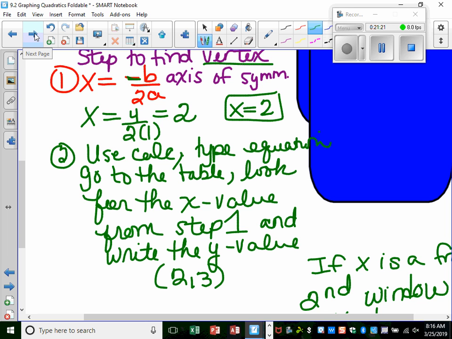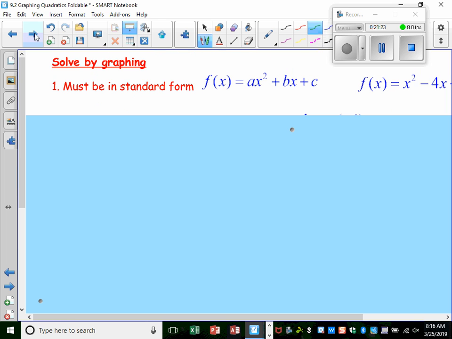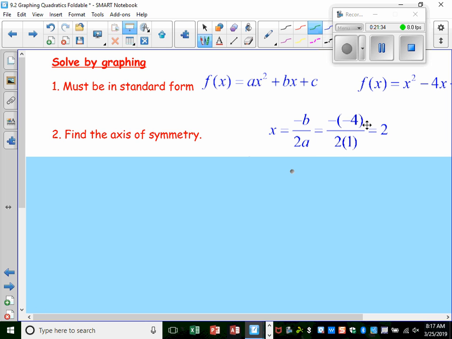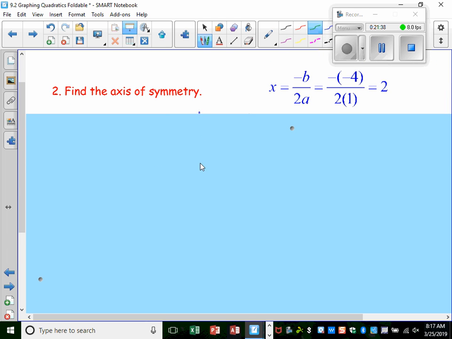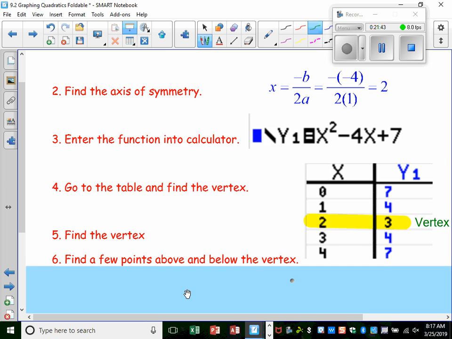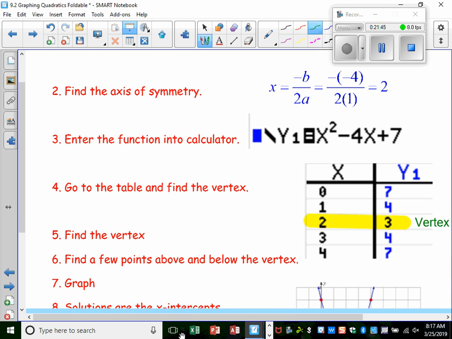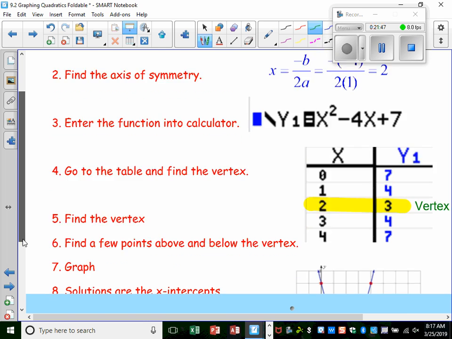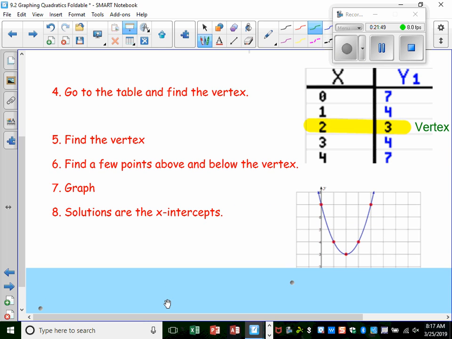All right, let's do the next one. Well, this is just the process you would take. Solve by graphing. You must have it in this form first. That's what we just did, and then we found the axis of symmetry. That was the step that we just did. I kind of shortened these for you. We put it into the calculator, we went to the table, we found the vertex, and then, of course, if you were to graph it, you could just pick some points from the table. This one did not have any x-intercepts.